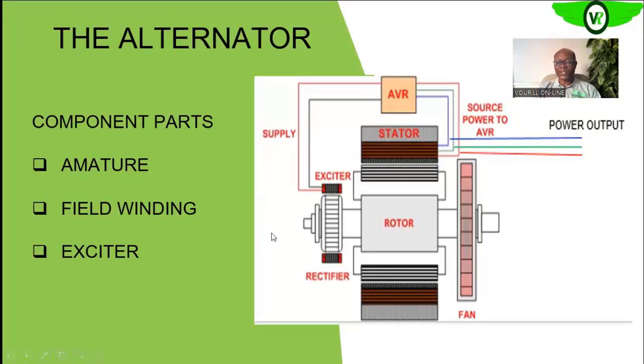Remember, this section is for us to appreciate what we have in our power system. We are explaining it so that you appreciate how these various components of the power system function and how they interact with one another. That is what happens in the alternator to produce the voltage that we require from our power station.